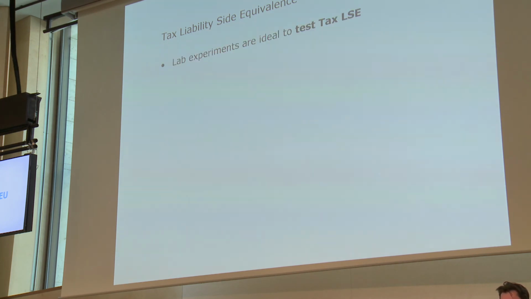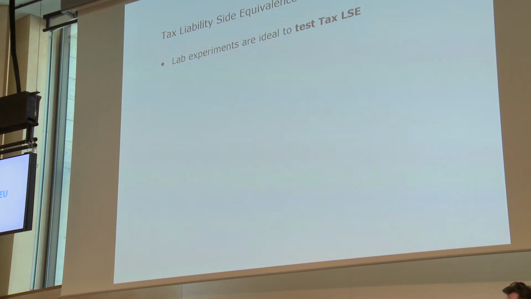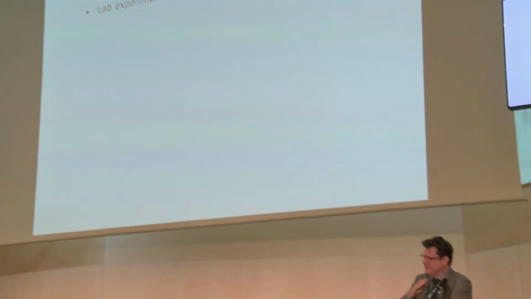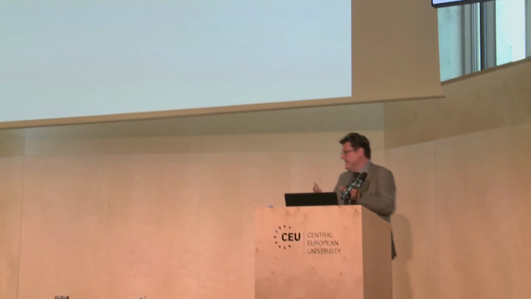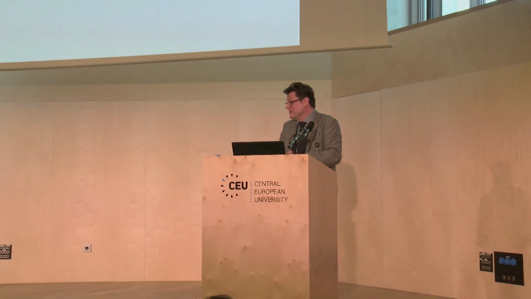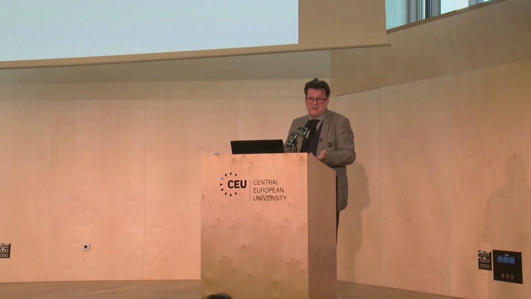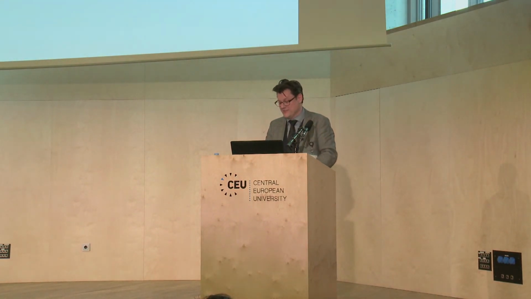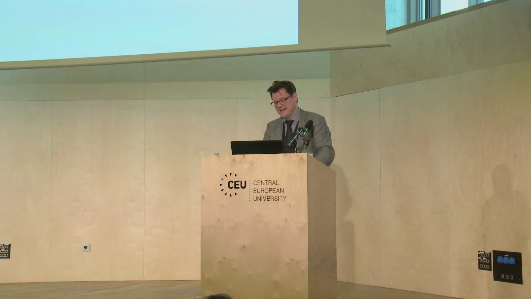Well, it's an easy job to test this by use of experimental economics. We have the tools to do this since Vernon Smith developed it. We can induce demand and supply. We can see where prices go, and then we shift demand, holding supply constant, see what happens. We shift supply, see what happens. If it's the same, then tax liability side equivalence holds. If not, then not. It's a very straightforward task for experimenters. Well, it sounds easier than it actually is.